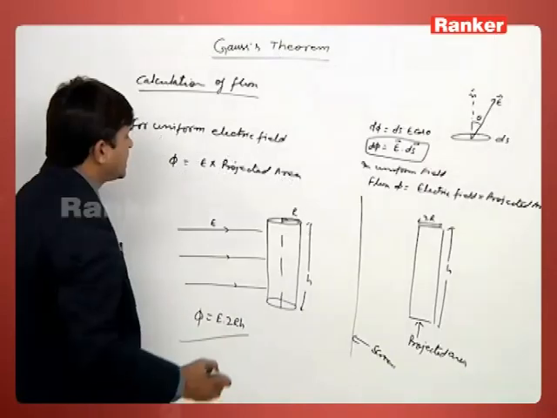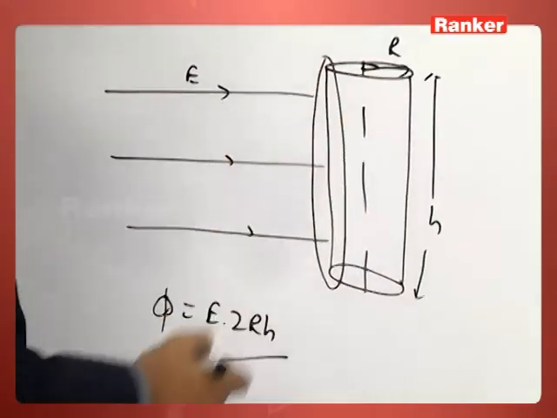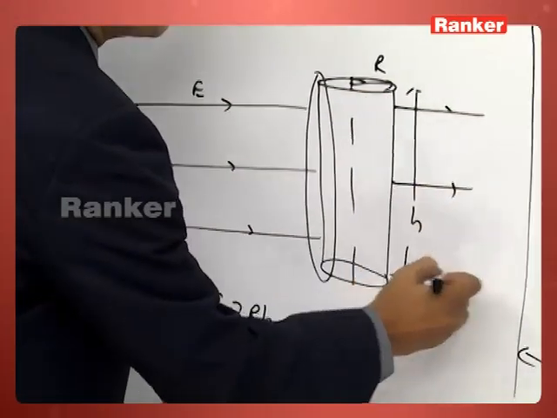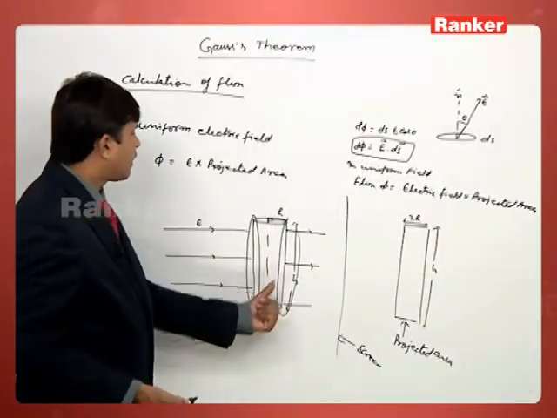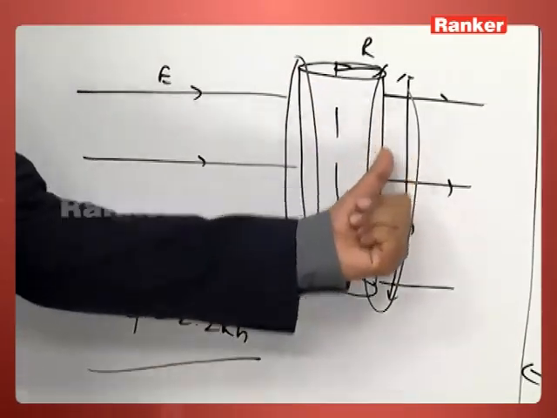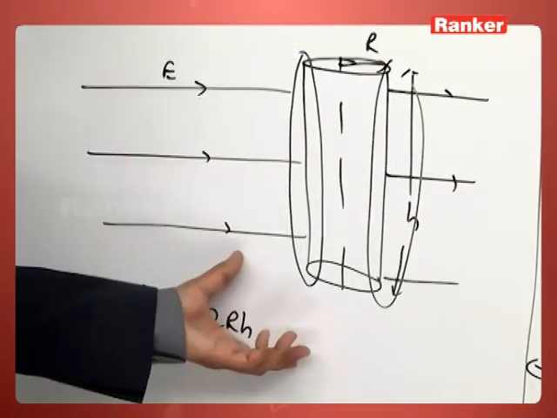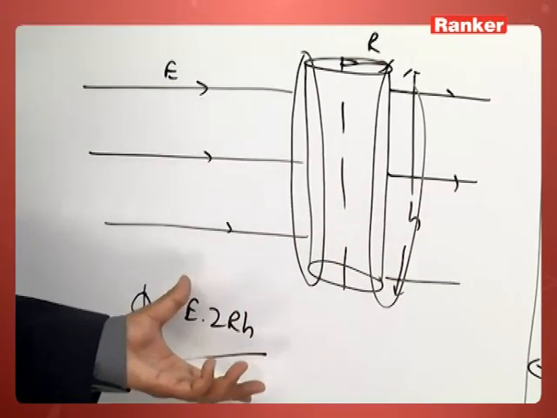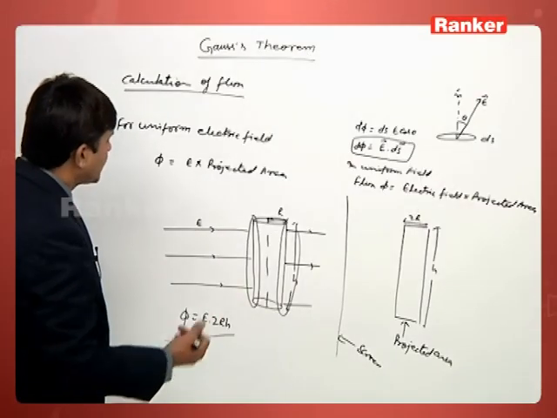If we are talking about the incoming flux, it is coming in from this surface, and from this end it is leaving. So incoming and outgoing flux are both the same. Incoming flux is negative, while outgoing flux is positive. But the net flux through this, or the flux linked with the cylinder, is given as E into 2rh.